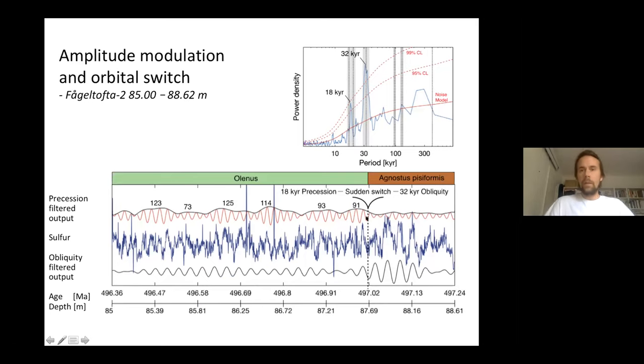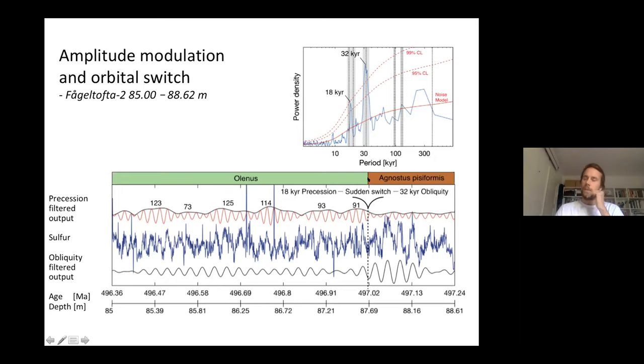Another interesting feature of this interval is that in the Agnostus pisiformis zone, we don't find any precession cycle at all, but just at the boundary, the precession cycle appears. And conversely, the obliquity cycle has a really high amplitude in the Agnostus pisiformis zone, and then lowers its amplitude in the Ulinus superzone. And this occurs just at the boundary between the Agnostus pisiformis zone and the Ulinus zone.